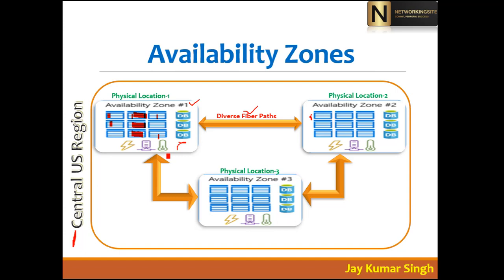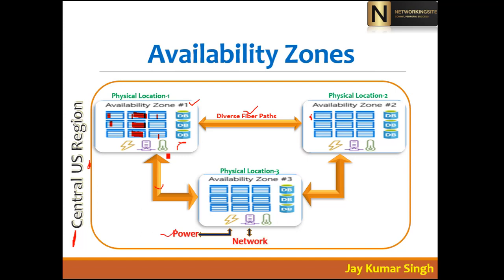Each and every region, like Central region or any region, a single region is divided into three zones, and all zones are connected together and exchanging data and information with the help of fiber links. And the fiber link is very fast.